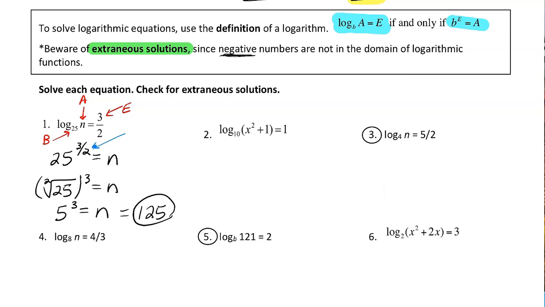To make sure this is not extraneous, we would plug in 125, and as long as it doesn't give a log of a negative number, then it's okay. So this is an okay solution. It's not extraneous.